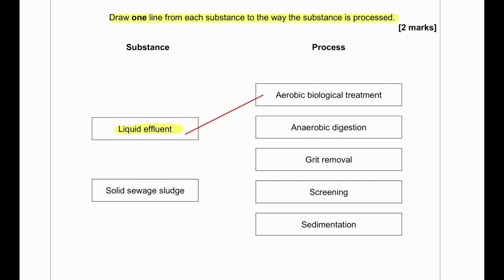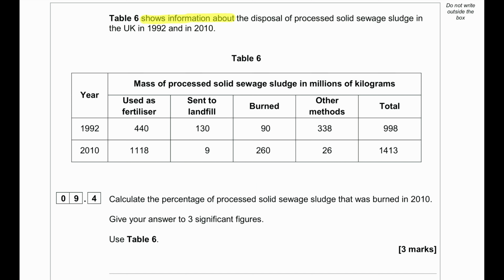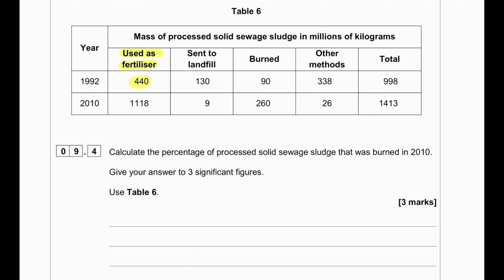And then solid sewage sludge, we can do anaerobic digestion on them to produce methane and break them down. Table 6 shows information about the disposal of processed solid sewage sludge in the UK in 1992 and in 2010. So used as fertilizer, sent to landfill, burned, other methods, and in total 998, we get the values.